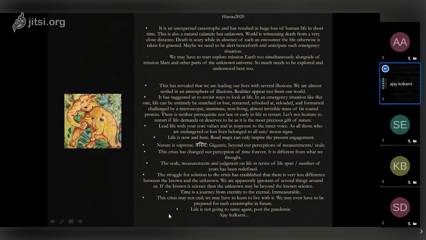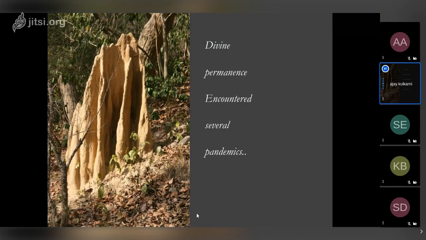So don't wait for this. Strengthen yourself, be positive, and in case it reappears, take that as your rebirth, do something wonderful, and go to the next quantum. Nature has already proven and told us that there are some permanent things. This particular castle, a great piece of architecture, has seen so many pandemics. It has had encounters with so many pandemics.